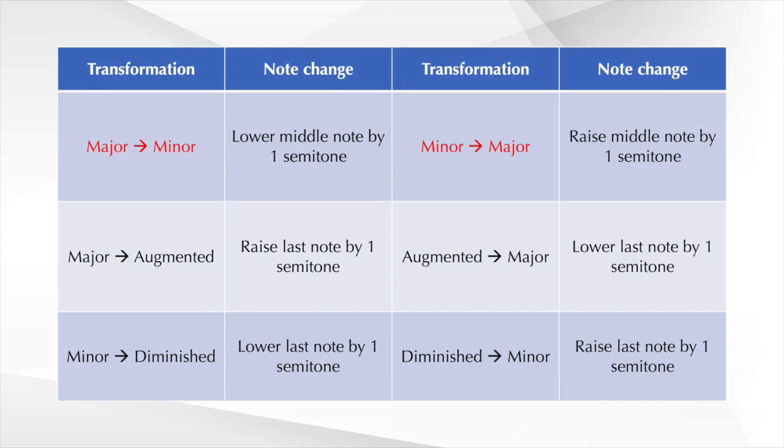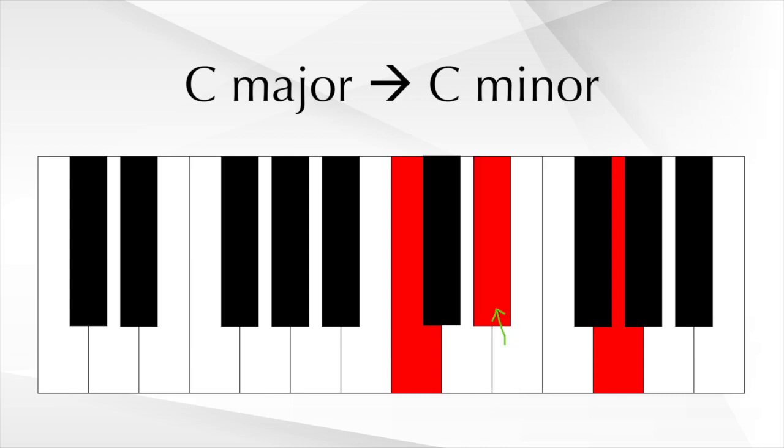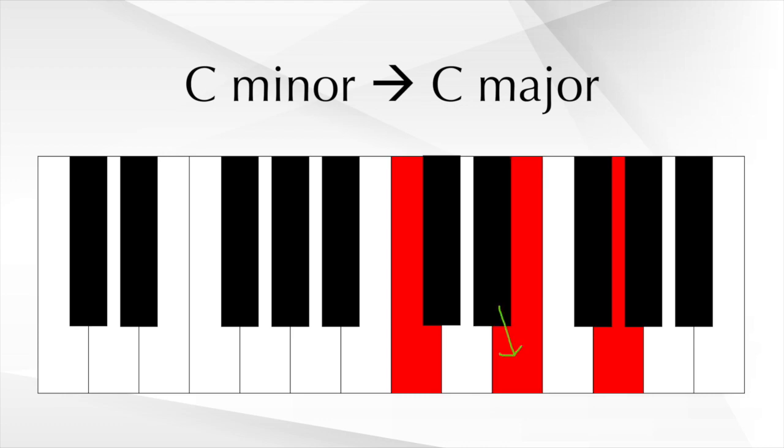Let's take a look at an example. For instance, here's a C major chord. To get a C minor chord, we simply take the middle note, which is E, and lower it by 1 semitone, like this, and there, now we have a C minor chord. This method goes both ways too. To get a major chord from an existing minor chord, we simply need to raise the middle note by 1 semitone. And once again, we have a C major chord.